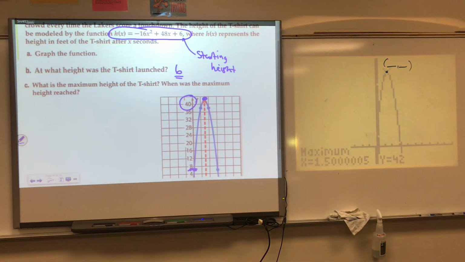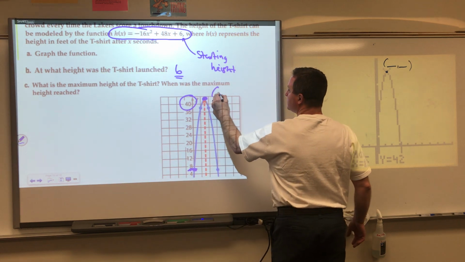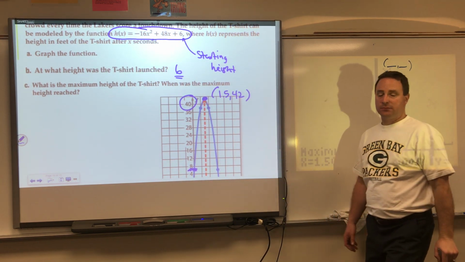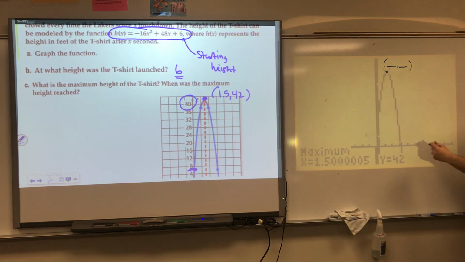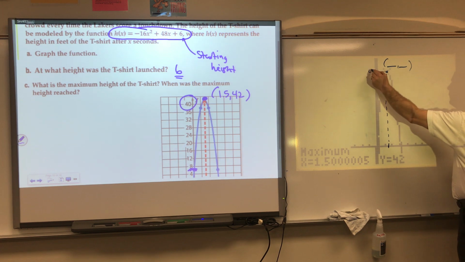Okay, now what's that telling me? It's telling me it has a vertex of (1.5, 42). What does that mean? Okay, it's over 1.5 and up 42.